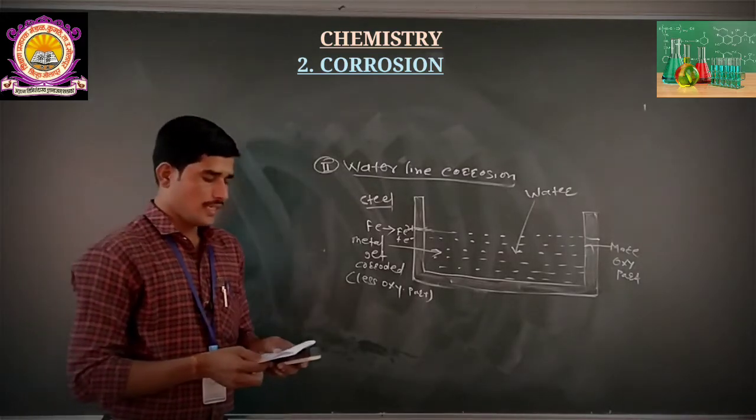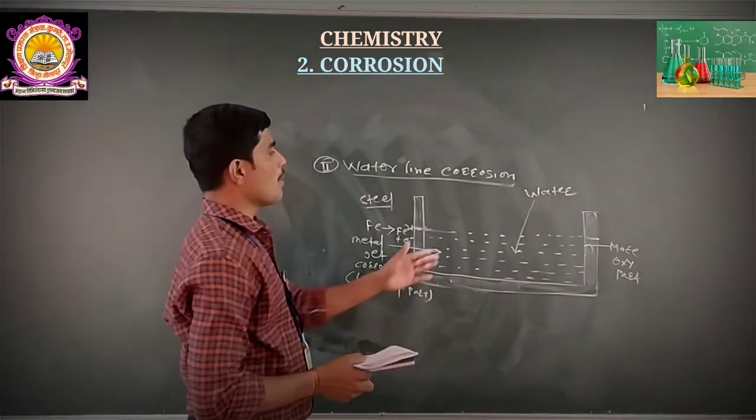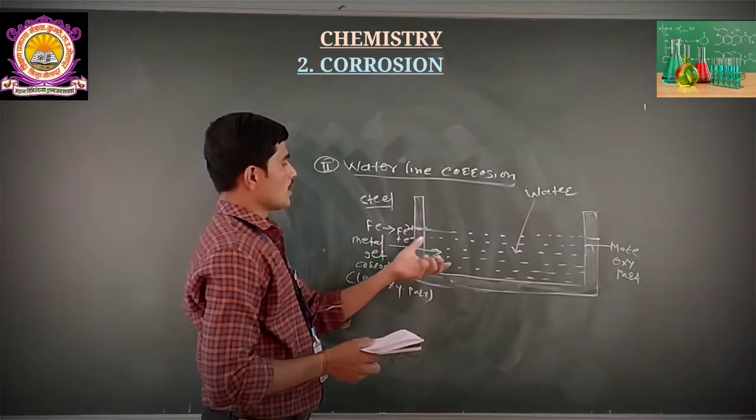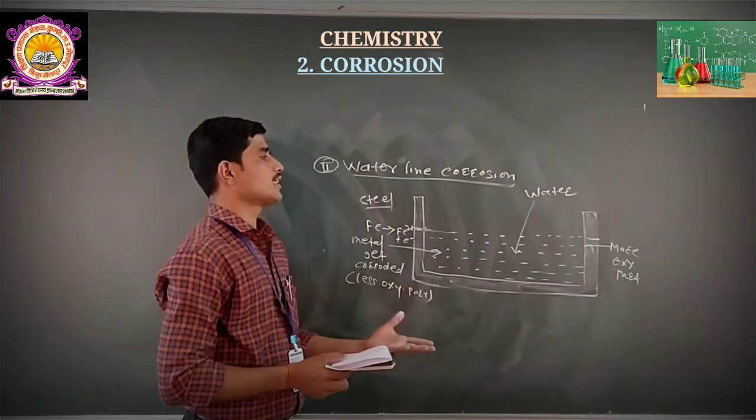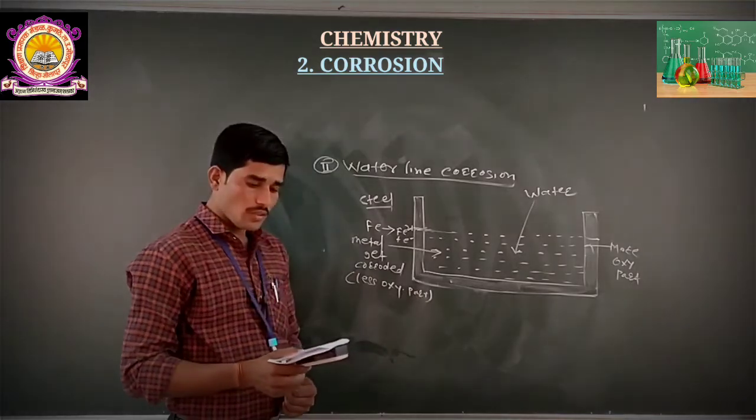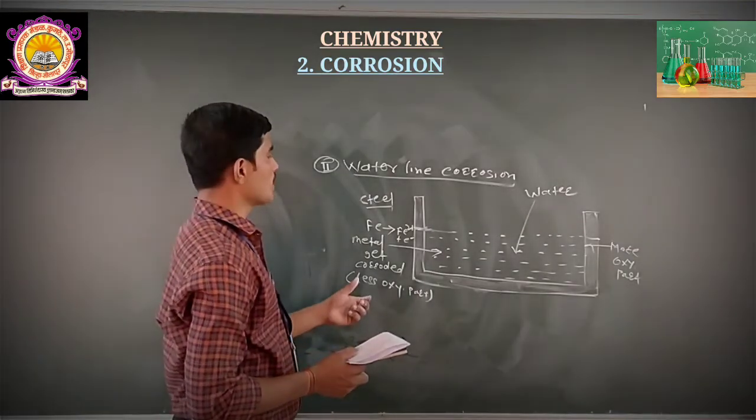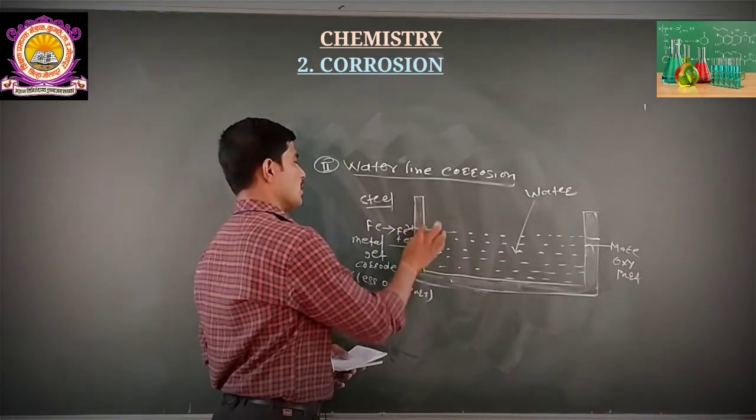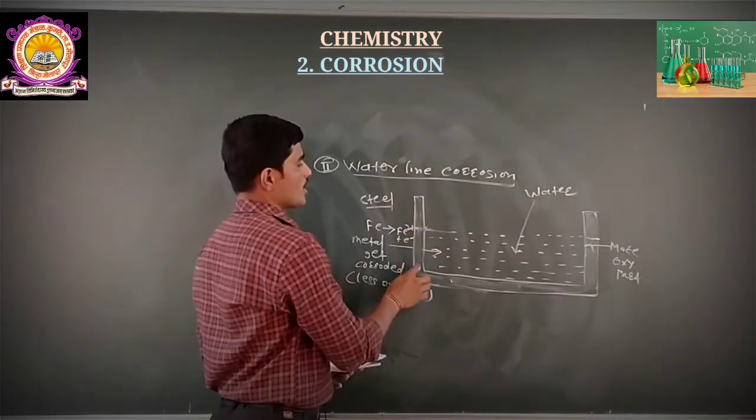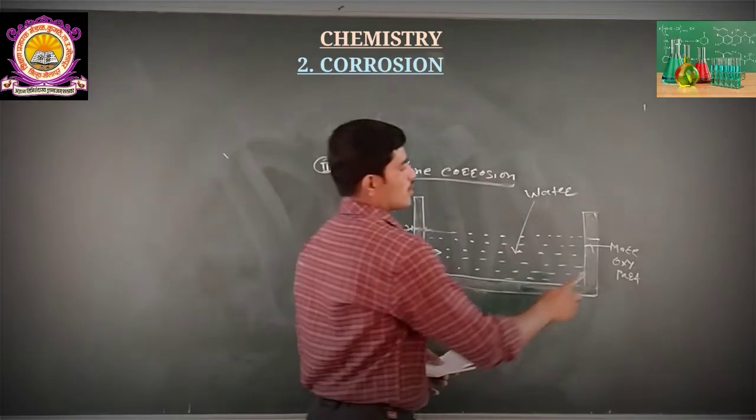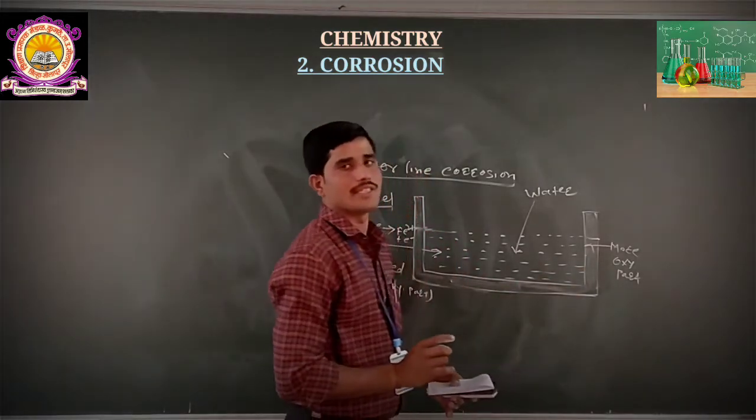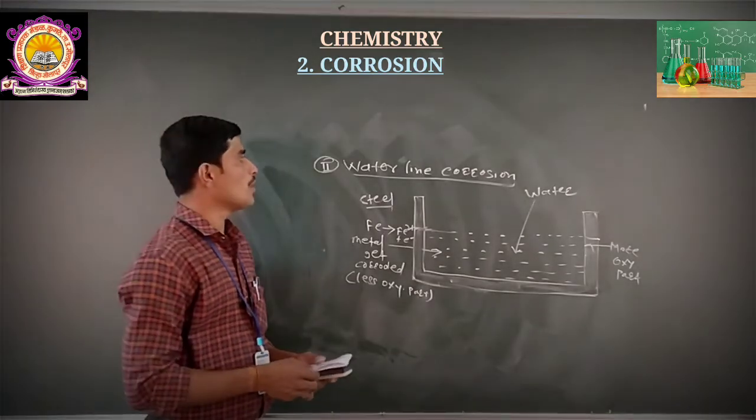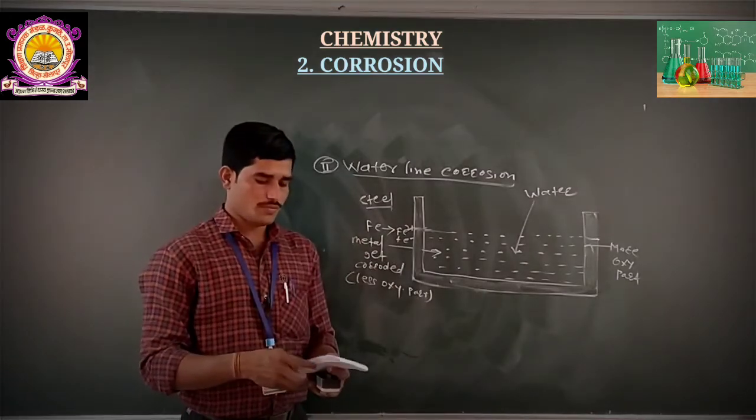stays as it is. The metal which is above the water comes in contact with oxygen, and the part present in water comes in less contact with oxygen. The less oxygenated part gets corroded, while the more oxygenated part remains as it is. This is all about water line corrosion.